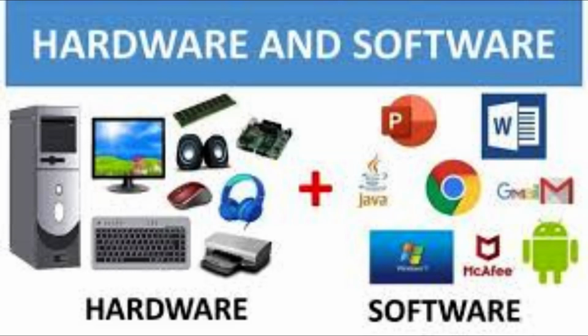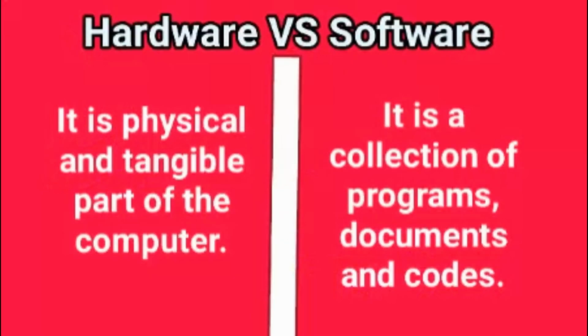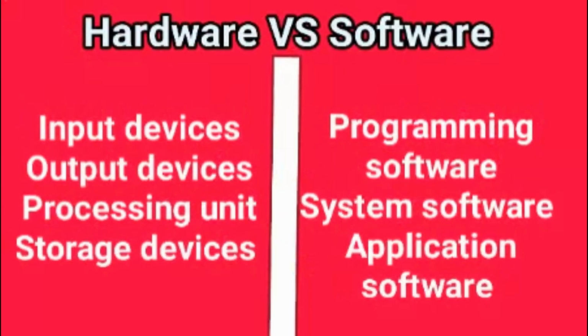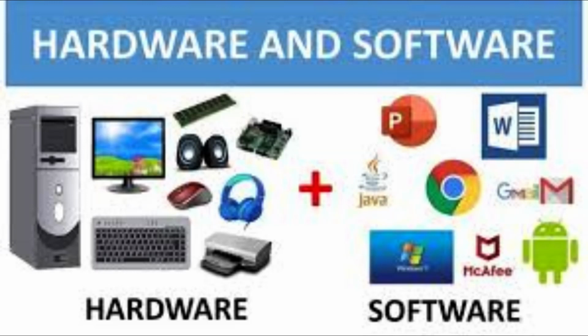In today's video, we will discuss the hardware and software of a computer. So let's start. Hardware means a physical component of a computer system or any electronic device. It encompasses all the tangible parts that you can touch and see.